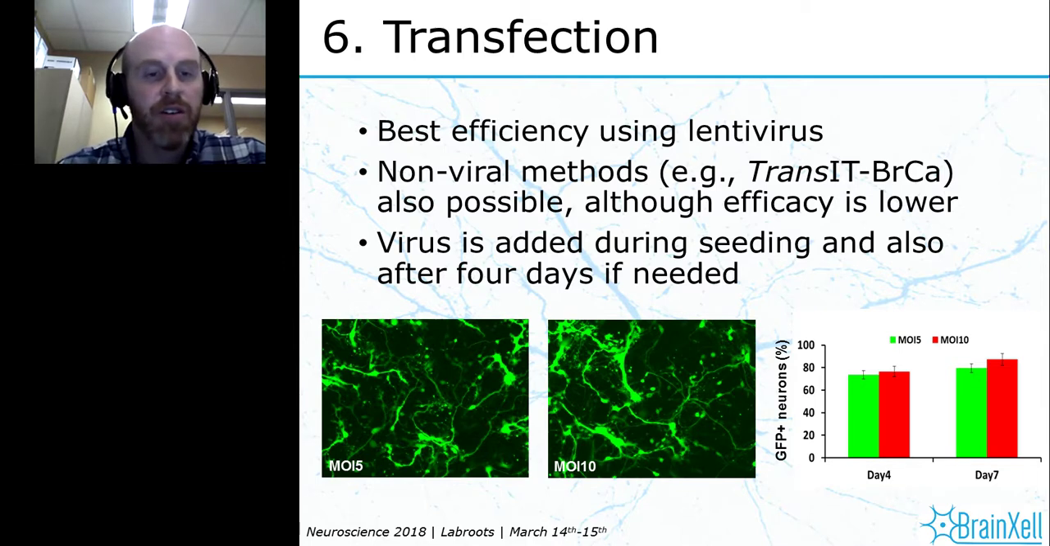And finally, just to mention it, transfection is certainly possible in these cells, and we can actually get, using lentivirus, relatively high levels of transfection. Non-viral methods are also possible, but the transfection efficiency is lower. This is something we're currently working on in collaboration with another company to try to get that number up. But it's a relatively straightforward procedure. It involves simply adding the virus at the start of the culture.